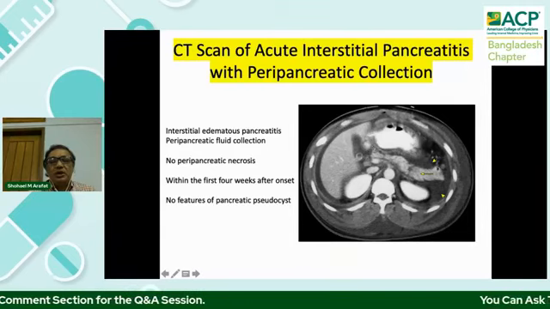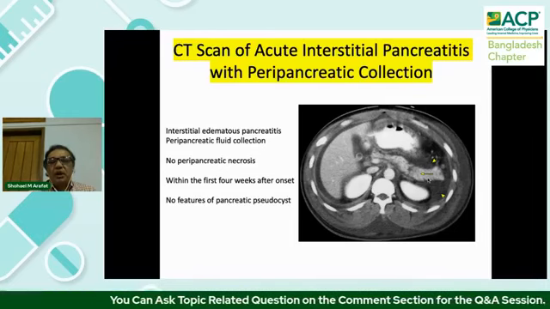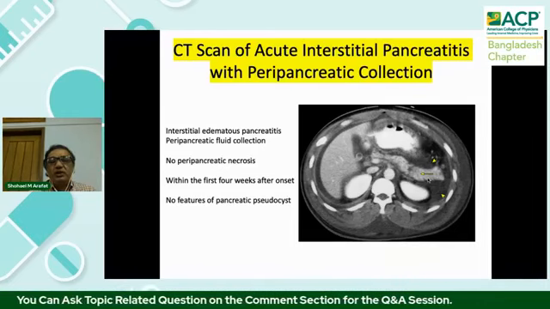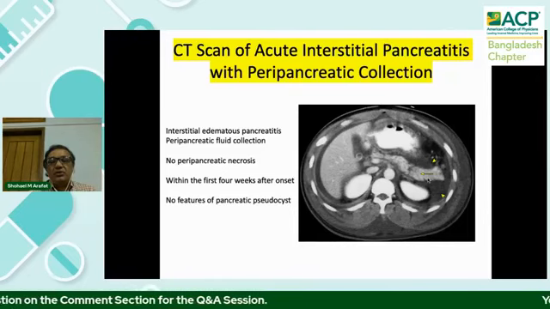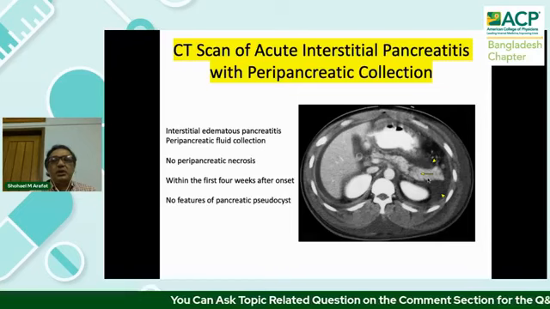There is some clear fluid around this pancreas. There is no clear-cut cystic arrangement of the fluid, and the fluid density, or the CT density, is like fluid. There is no heterogeneous appearance of this fluid collection. So this is the sequelae of an interstitial pancreatitis, which might lead to a peripancreatic collection.